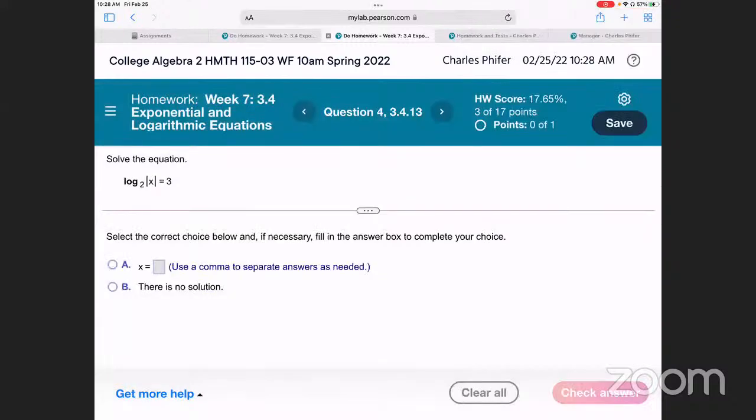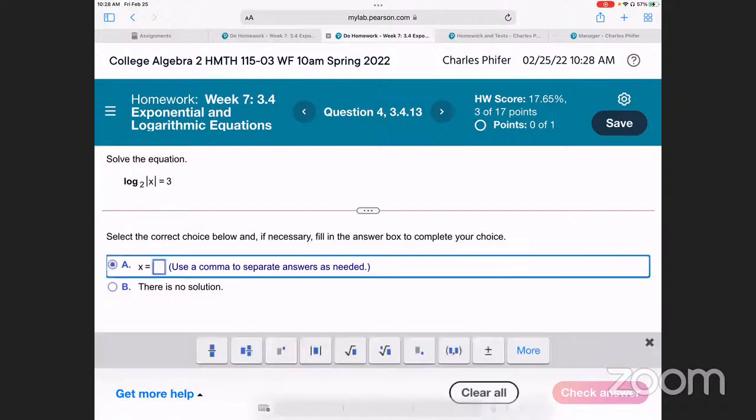Okay, same thing here, right? We have a log equation. The base of the log, 2, swings to the right. We're going to have the absolute value of x equals 2 to the power of 3. So 2 to the power of 3 is what, 8? So then x equals plus or minus 8. If I need to write that out, I will.